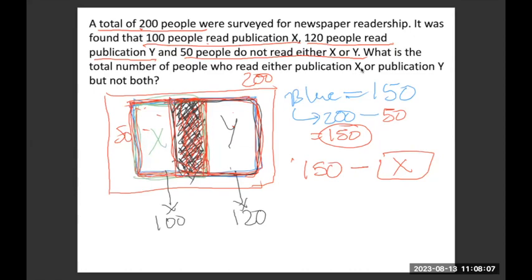मैम, बट वो तो हमें दिया नहीं है. Where is it given? Like 100 and 120. But 100 is publication X, that's what I explained earlier. 1 second. Okay, 100 is this part, says publication X. And 120 is this part. Got it? Yes.